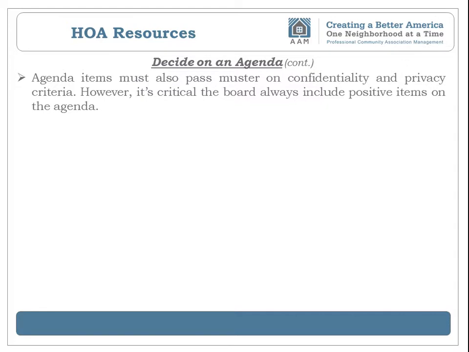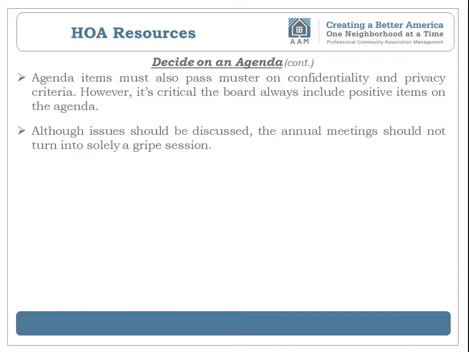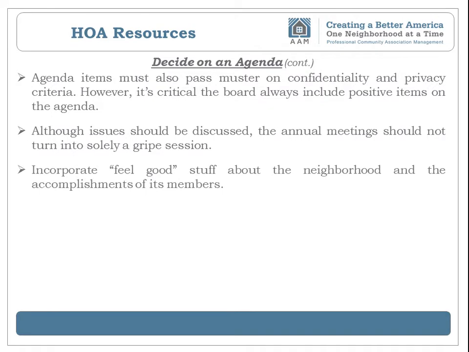However, it's critical the board always include positive items on the agenda. Although issues should be discussed, the annual meeting should not turn into solely a gripe session. Incorporate feel-good stuff about the neighborhood and the accomplishments of its members.